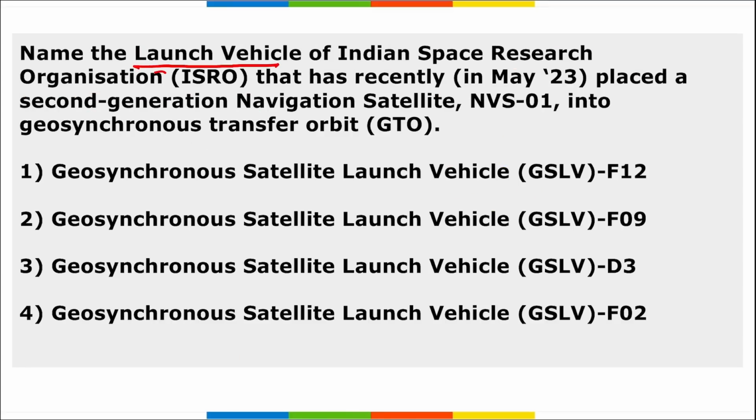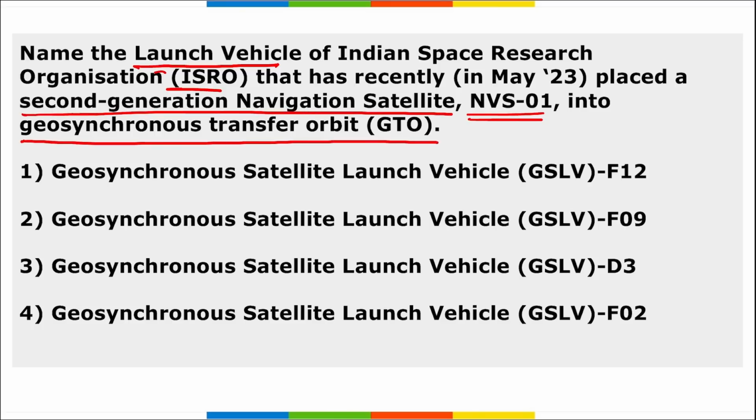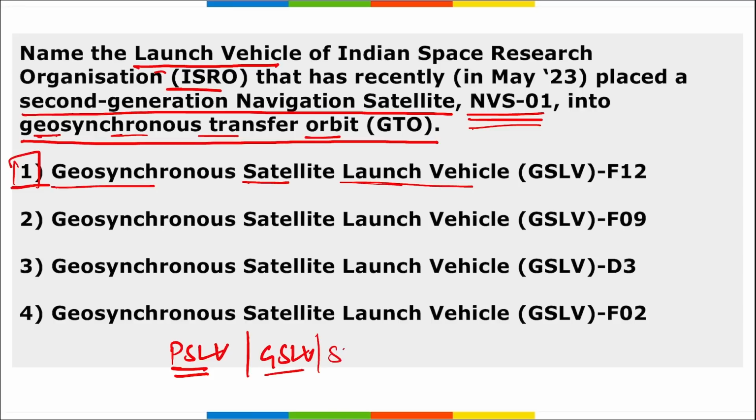Next, name the launch vehicle of ISRO that has recently placed a second generation navigation satellite, that is NVS, into geosynchronous transfer orbit. So which is that rocket or launch vehicle used by ISRO? It is GSLV F12, that is Geosynchronous Satellite Launch Vehicle. This was used by ISRO to put the second generation navigation satellite, NVS-01, into GTO, that is geosynchronous transfer orbit. Other launch vehicles of India are PSLV, Polar Satellite Launch Vehicle, GSLV, and SSLV, that is Small Satellite Launch Vehicle.